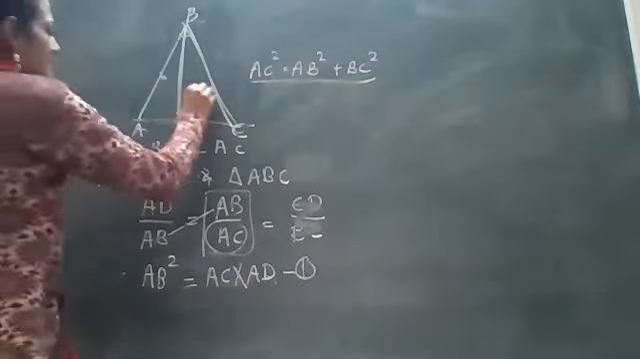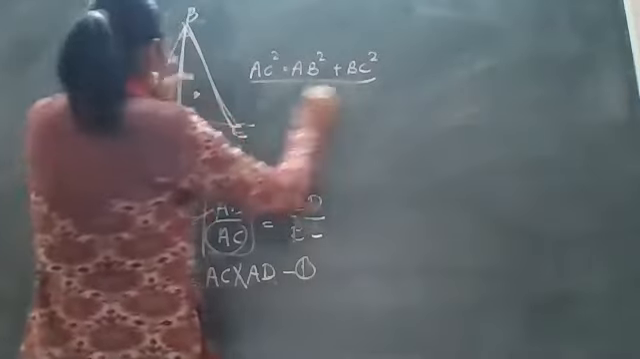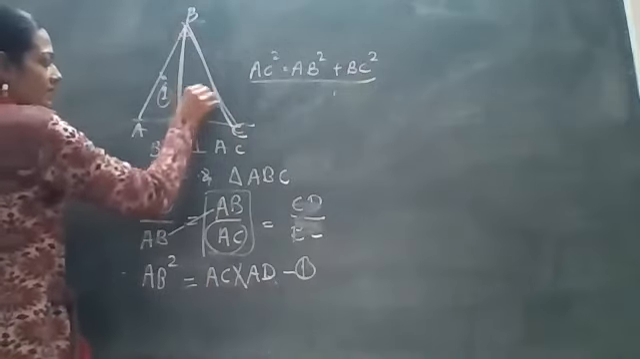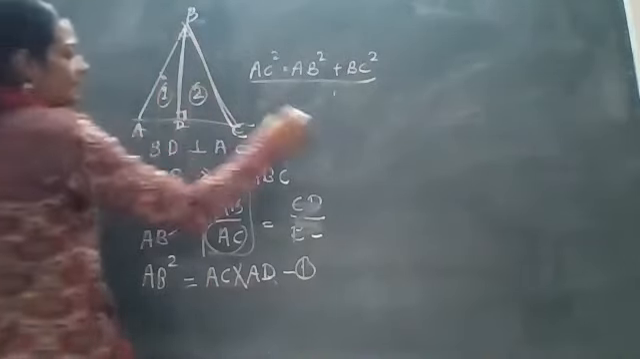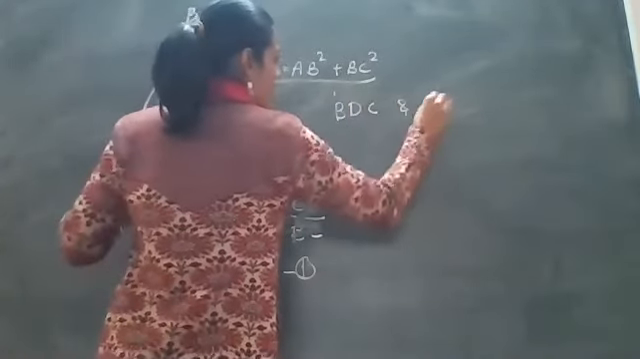Now again we are taking the next triangle, that is BCD, or BDC. Now, first we have taken this triangle with the whole triangle. Now we are taking the second triangle with the whole triangle. So it becomes BDC and the whole triangle ABC.